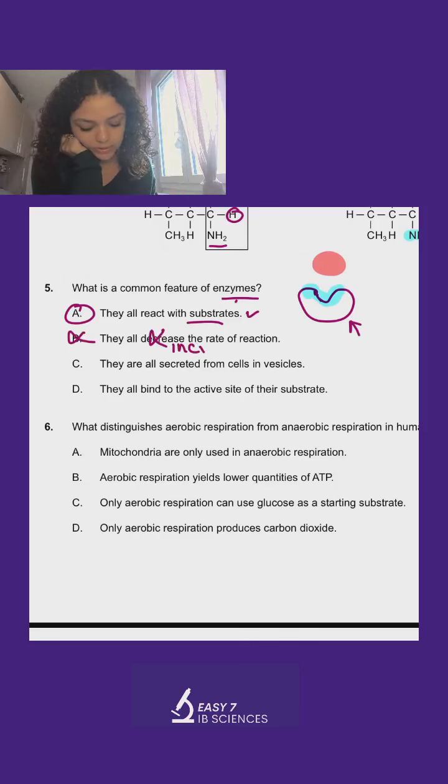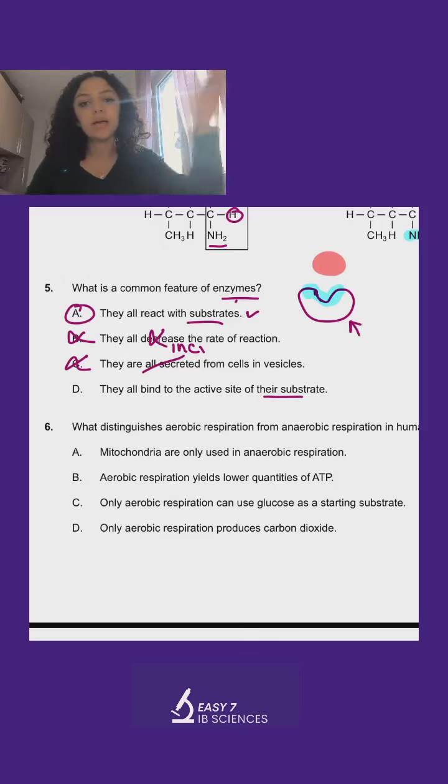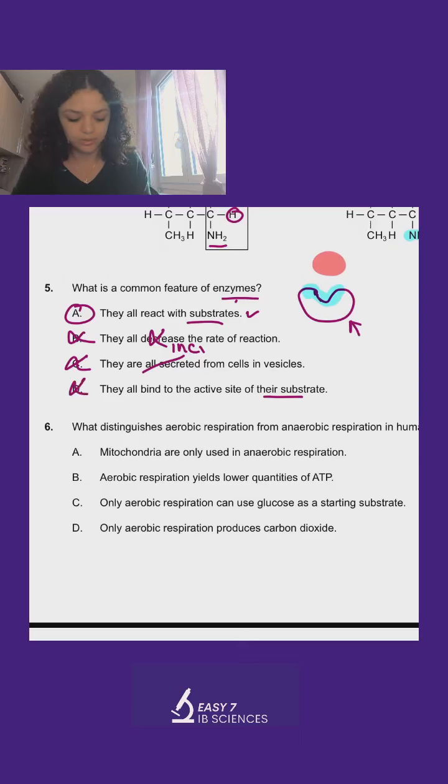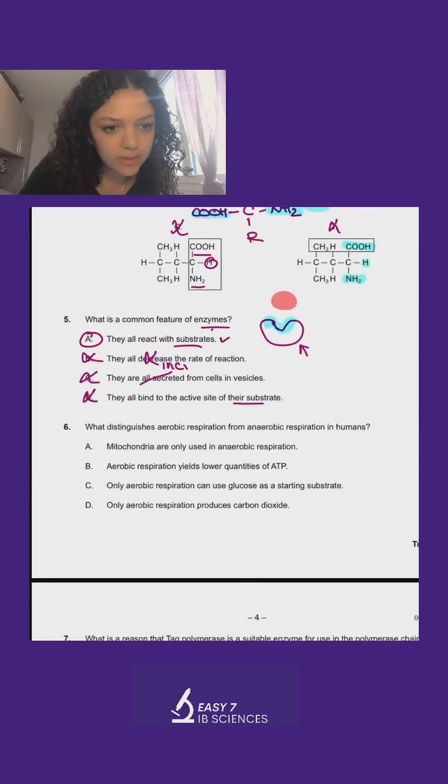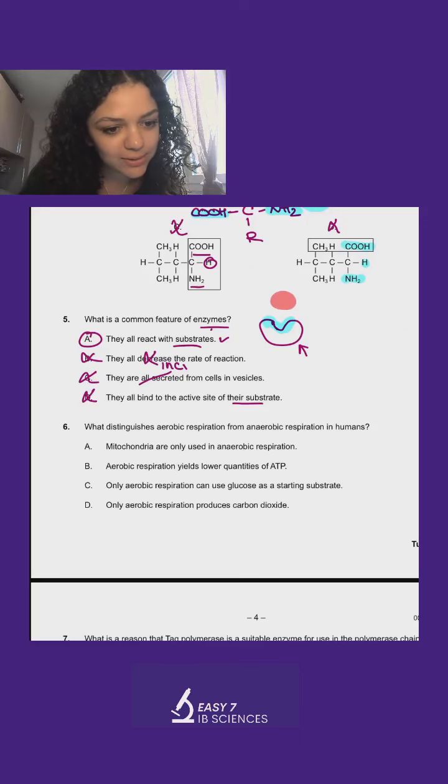They're all secreted from cells and vesicles. That's not true because some enzymes stay inside the cell, so we cannot say they're all secreted. That's why we can cross out C. And D says they all bind to the active sites of their substrate. That's not true. Enzymes do not bind to the active sites of their substrate. Substrates bind to the active sites of enzymes. So we can cross out D. Hopefully that makes sense. Good job, guys.